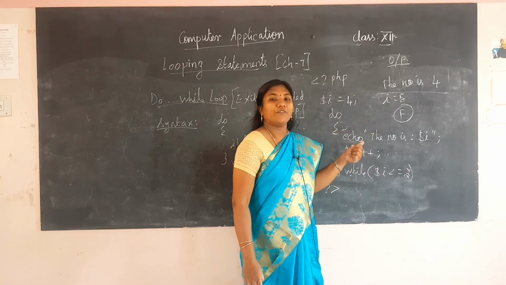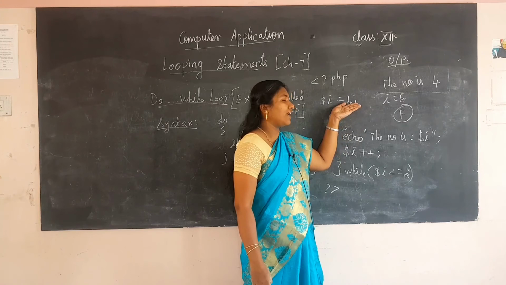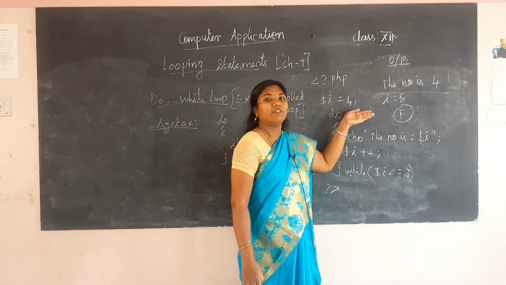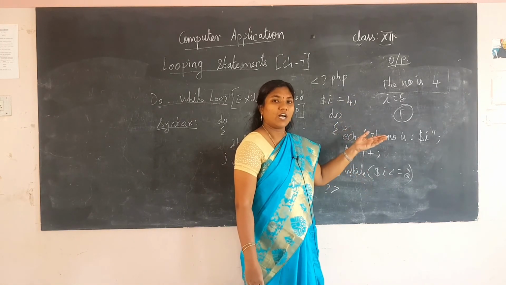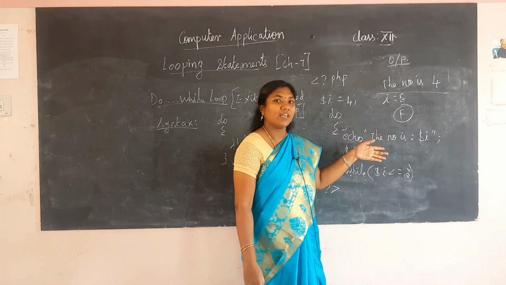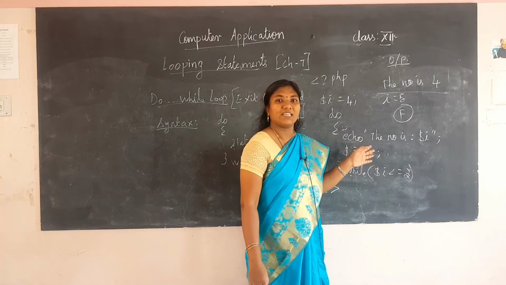But in the while loop, if we are giving the value of $I as 4, it will not be executed even once. Okay. But in the do while loop, it will be executed at least once.